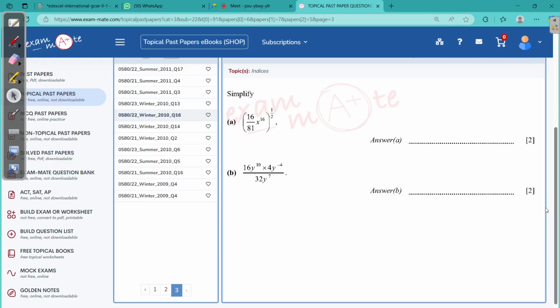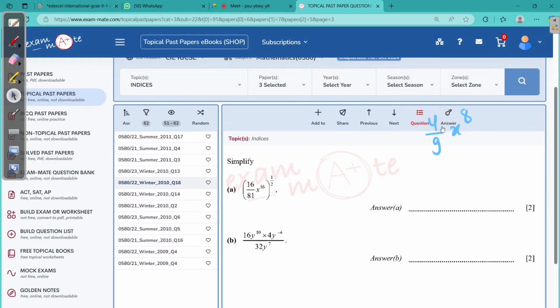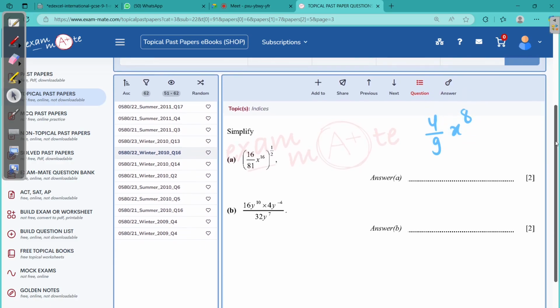Is it 4 over 9 x to the power of 8? 4 over 9 into x raised to power 8. Okay. Yeah, that's correct. I think you can solve it. Next, okay.